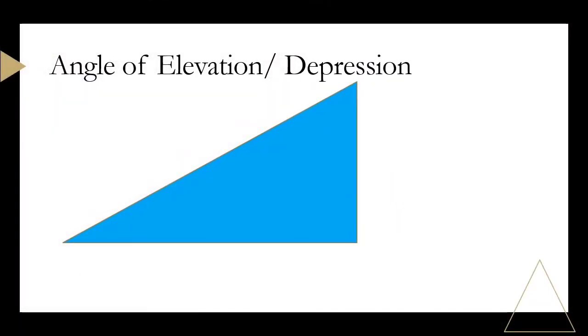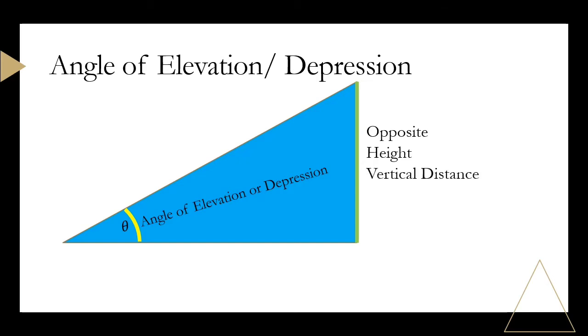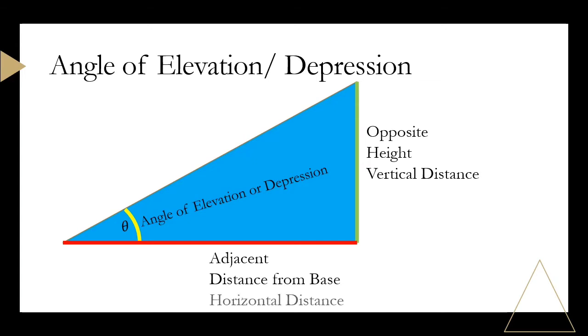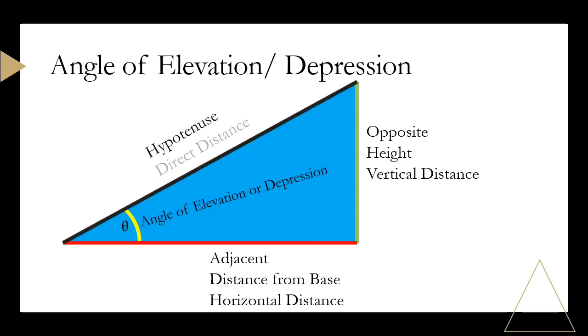So let's use this triangle as an example. That's the angle of elevation or depression. That's the opposite side, or the height, or the vertical distance. And this works for both angle of elevation and depression. That is the adjacent side, or the distance from the base, or the horizontal distance. And that is the hypotenuse, otherwise known as the direct distance.